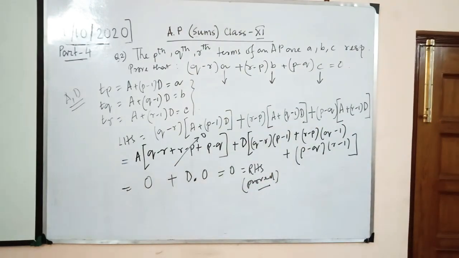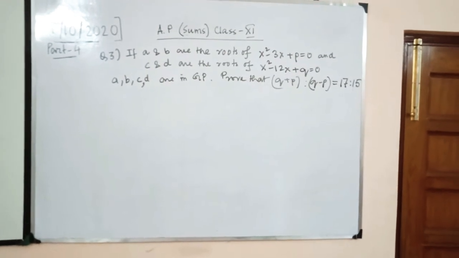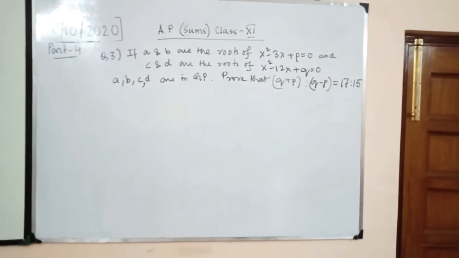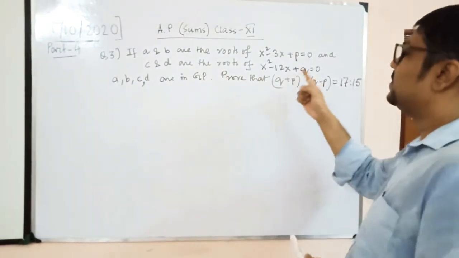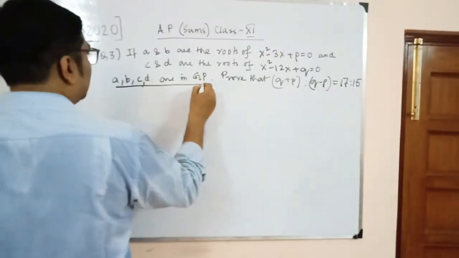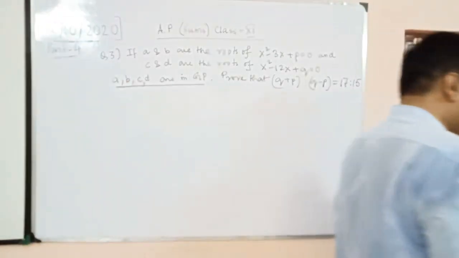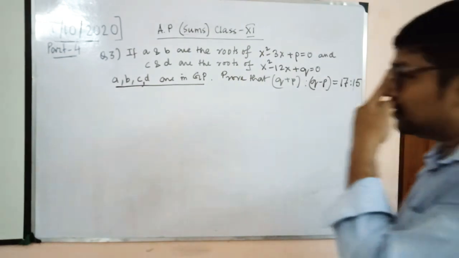Okay. So we will move to the next sum now. So we get a sum. A, B are the roots of this, C, D are the roots of this, then A, B, C, D are in GP, this is also given. Then prove that Q plus P by Q minus P is equal to 17:15.